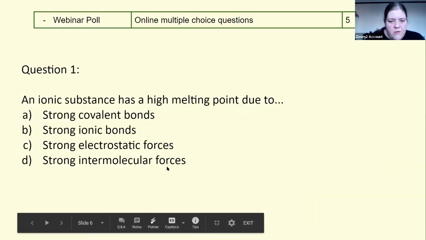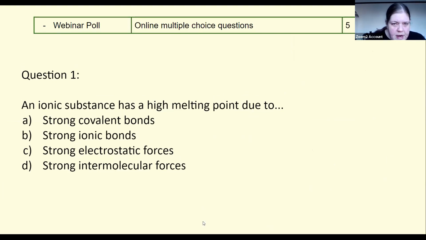Okay, going to move on to some poll questions now. I told you I wanted to keep you on your toes. So this is question 1. Let me just load it up. I'm launching now. So an ionic substance has a high melting point due to, is it strong covalent bonds, strong ionic bonds, strong electrostatic forces, or strong intermolecular forces?